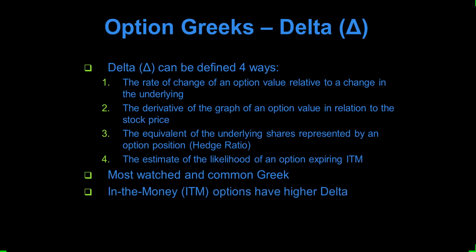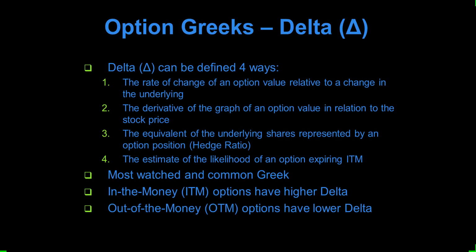Okay. The other one is, in the money options have a higher delta. Why? Because remember what I said before. If delta is the estimate of the likelihood of it expiring in the money, well, if an option is already in the money, then the probability of expiring in the money is higher, right? I mean, it goes without saying. And by the same token, out-of-the-money options have a lower delta, because if it's not in the money, then the probability of it moving in the money is lower than one that's already there. Again, pretty basic stuff.